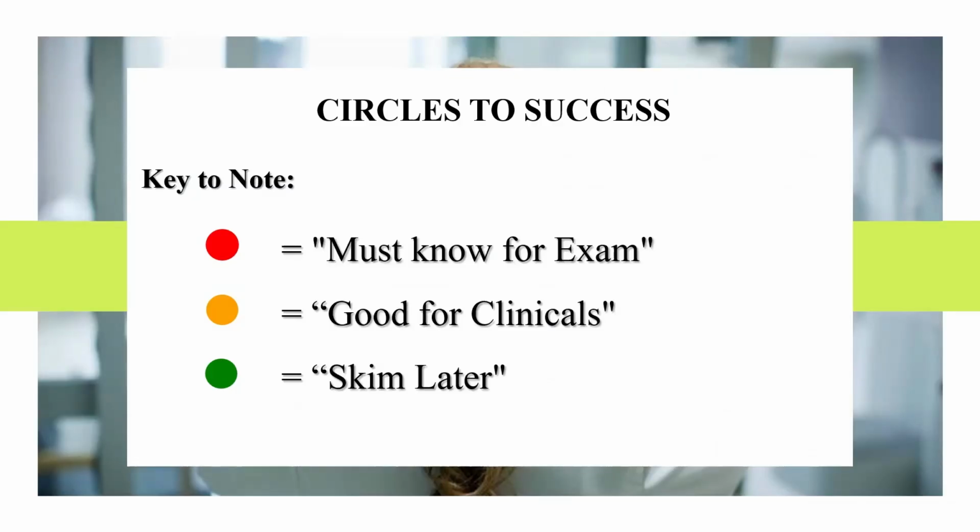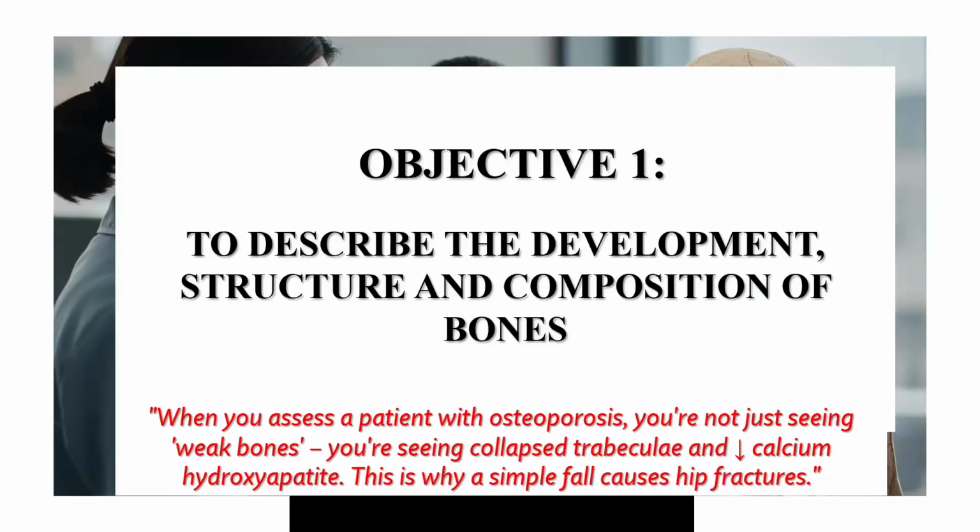As we all know, the circles to success indicate the following. Red circle tells us that these areas are a must-know for our examination. Orange circle tells us that these areas are good for clinicals, while green circles ask us to skim over this video at later times. We'll begin with specific objective number 1, to describe the development and structures, including the composition of bones. Take note of this.